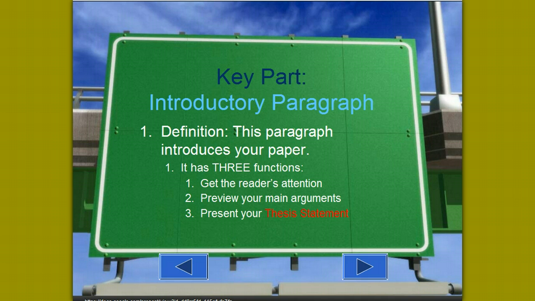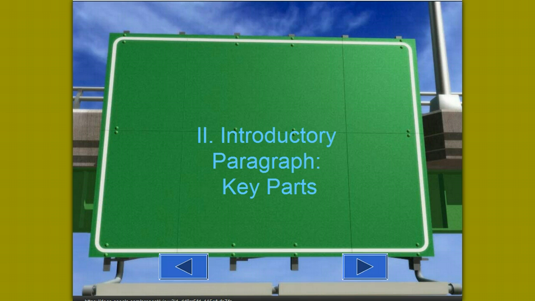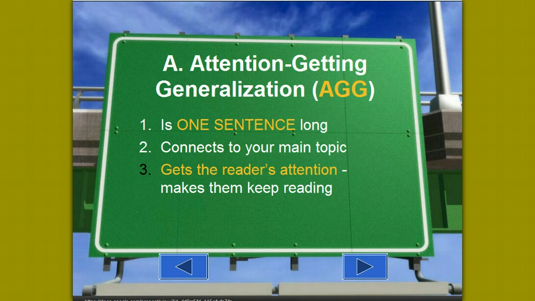Your introductory paragraph has three major functions. You want to get the reader's attention so that he or she will want to keep reading your paper. You're going to preview your main arguments, and then you're going to present your thesis statement. So it all builds to your thesis statement. Now, here are the key parts. First off, you get the reader's attention. That's the attention-getting generalization. This is a one-sentence-long statement. It connects to your main topic and gets the reader's attention.